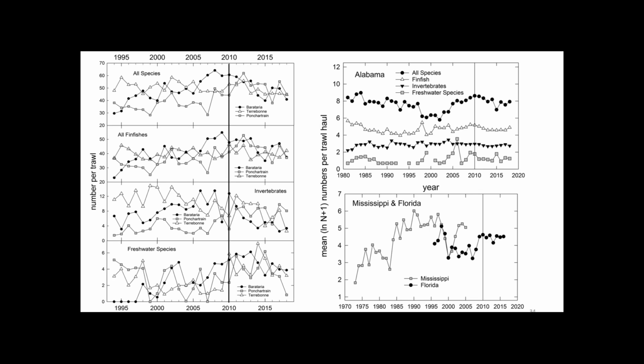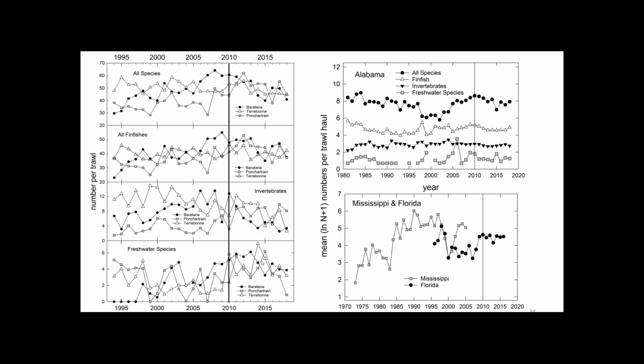And then you can also look at all species combined. The interesting thing about this, and I won't dwell on it, is that if you look at all species that are taken in these trawl surveys, they've generally declined, and the fin fishes have followed that, and the invertebrates have been going down a little bit more steeply.